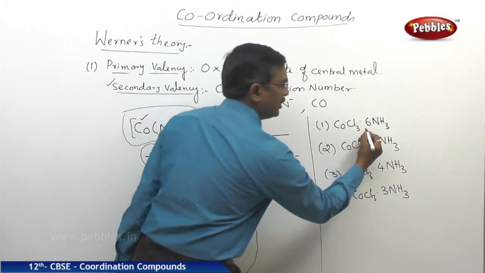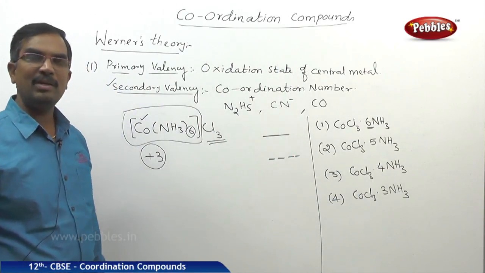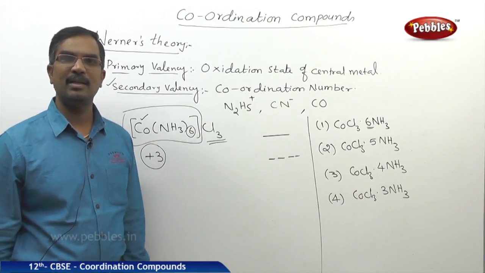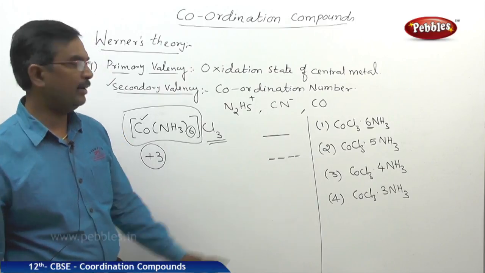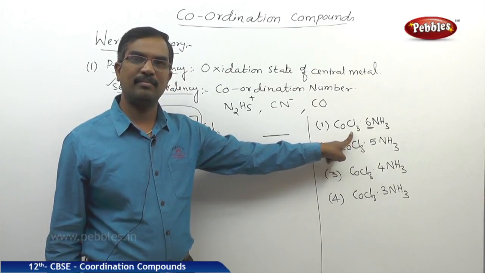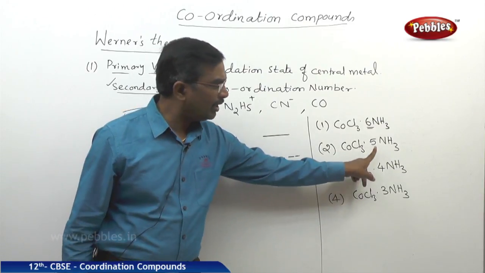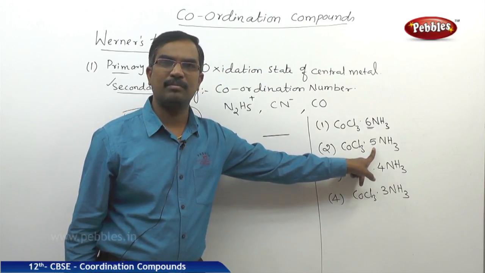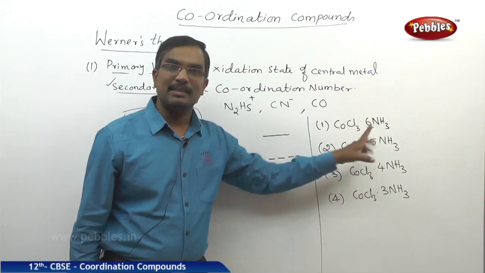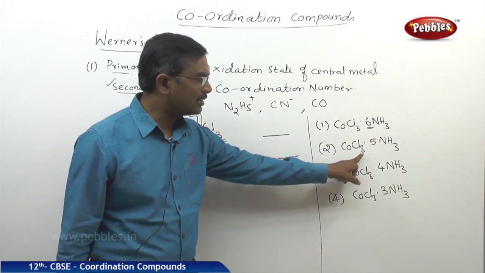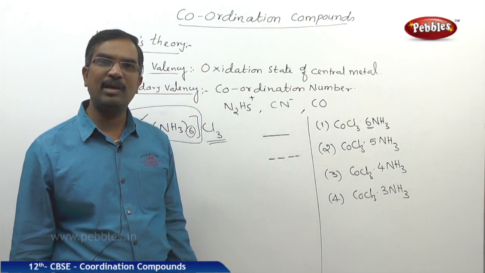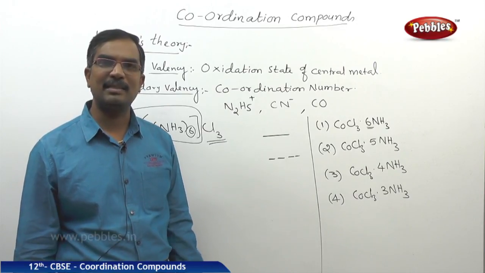So in this first case, the 6 ammonia molecules we have will satisfy the secondary valency of the corresponding metal. And we have 3 chlorides here, so these 3 chlorides satisfy the primary valency. But in the second case, we have only 5 ammonia molecules. Whenever we come across the second complex, the ammonia will satisfy the secondary valency, and among these 3 chlorides, 2 will satisfy only the primary valency, and the remaining 1 chloride satisfies both primary as well as secondary valency.